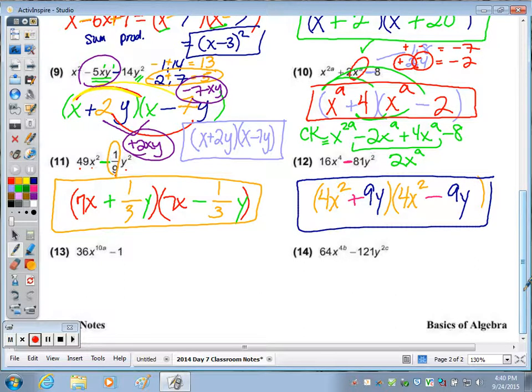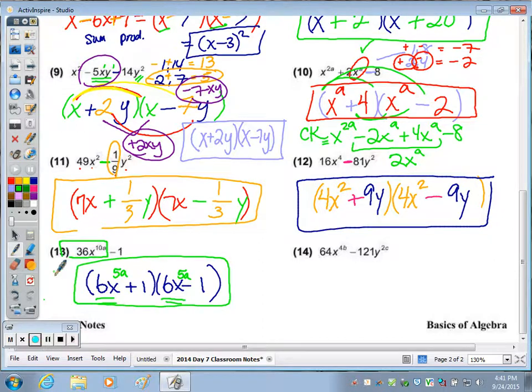To finish, this is the difference of two perfect squares. This 10a is even. If you think of 2a, 4a, 6a, 8a, 10a, it is even. So we're going to have 6x plus 1, 6x minus 1 to have the different signs, and 1 times 1 is 1. But this 10a, these two terms, when I multiply, have to give me the product of 36x to the 10a. And when we multiply terms, we add the exponents. So it's going to be 5a plus 5a, which gives us 36x to the 10a.